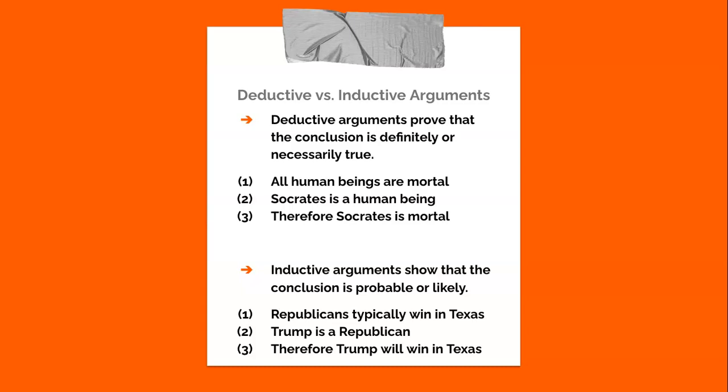Inductive arguments, on the other hand, show that the conclusion is probable or likely, though not definitely or necessarily true. So here's an example. Premise 1, Republicans typically win in Texas. Premise 2, Trump is a Republican. In conclusion, 3, therefore Trump will win in Texas. This argument shows that it's pretty good reasoning to suggest that Trump will win in Texas, just given the fact that Republicans typically win in Texas, and Trump happens to be a Republican.